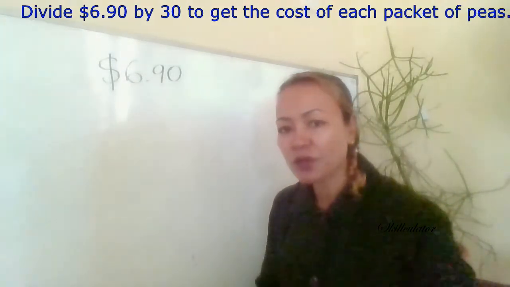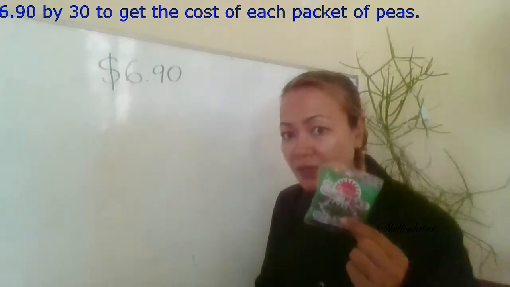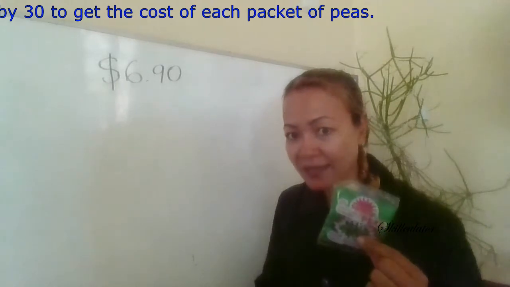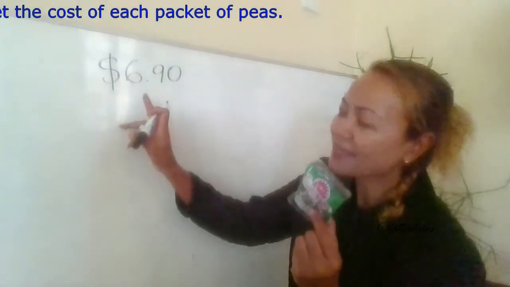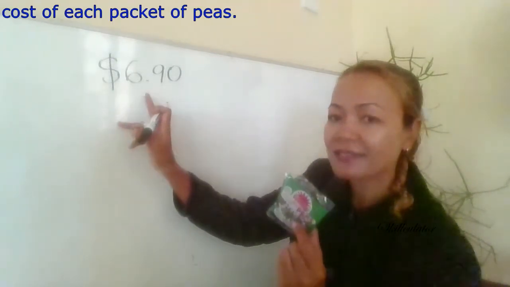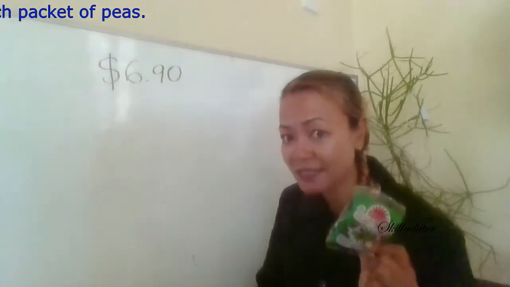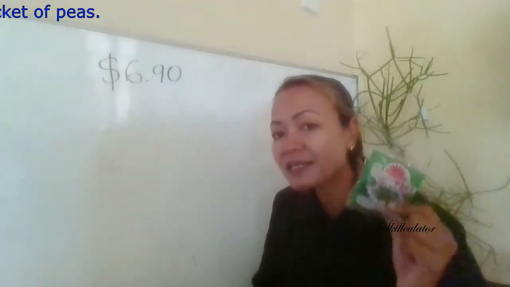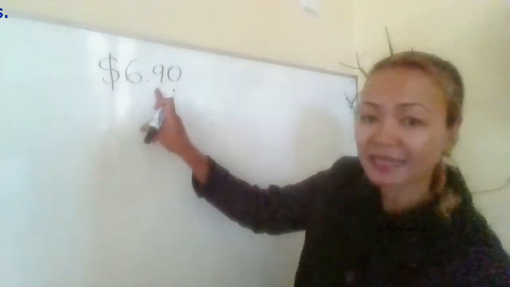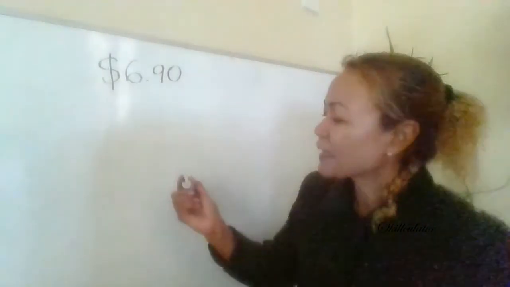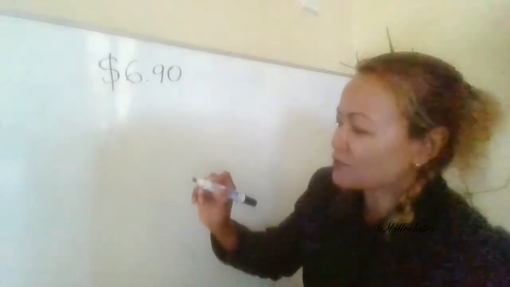Now I want to know how much each little packet costs. So there are 30 in the packet, 30 packs in the bag, and the whole bag has cost me $6.90. So if I take $6.90 and divide it by 30, then I'll know how much each little packet of peas costs. $6.90 divided by 30. By now you should have had lots of practice with division, but some more practice is always a good thing.